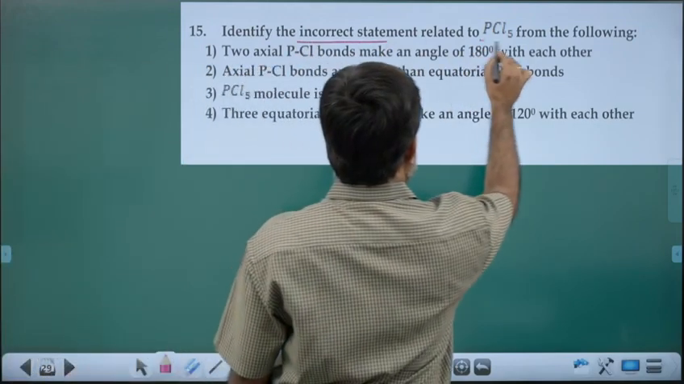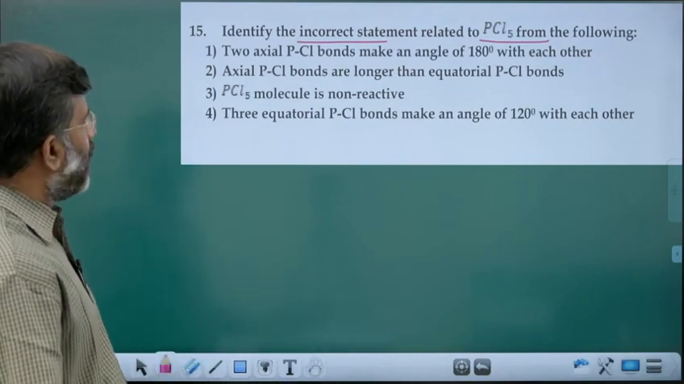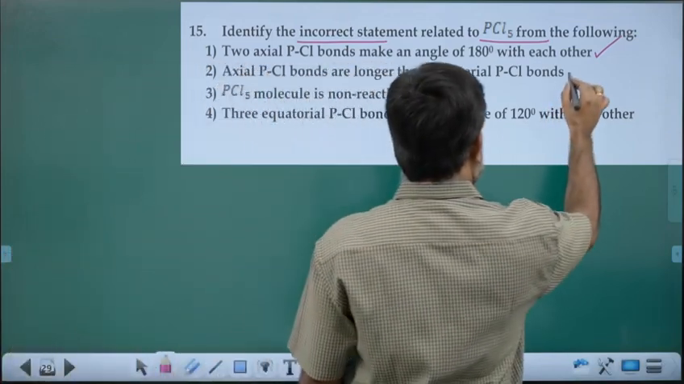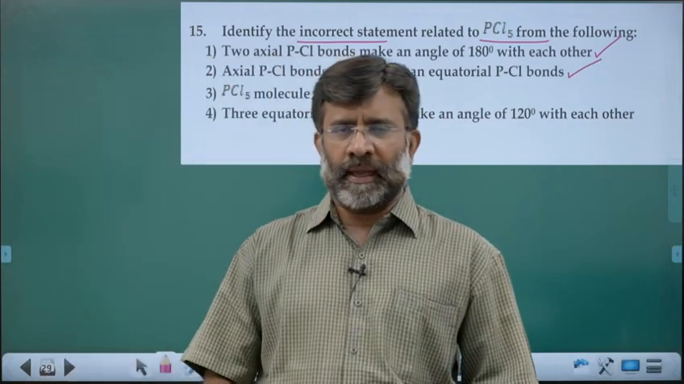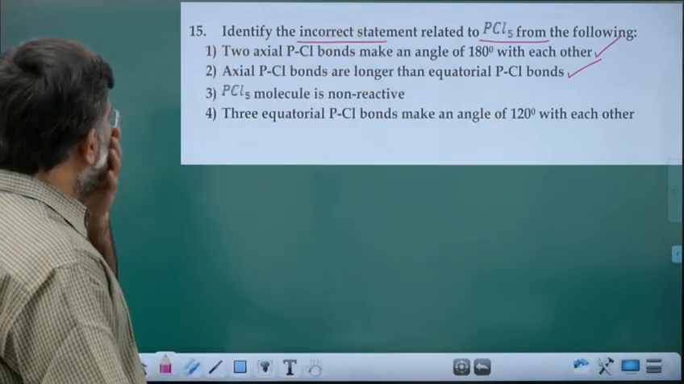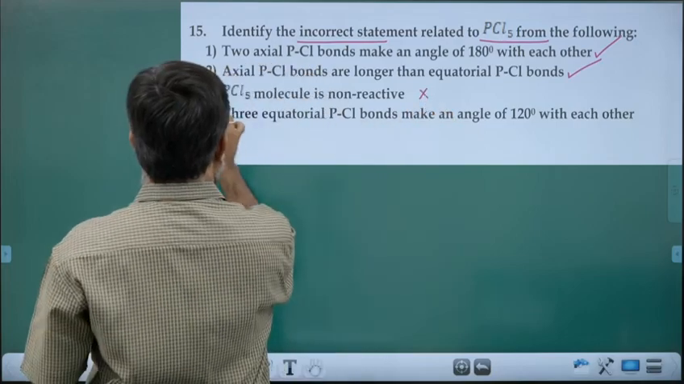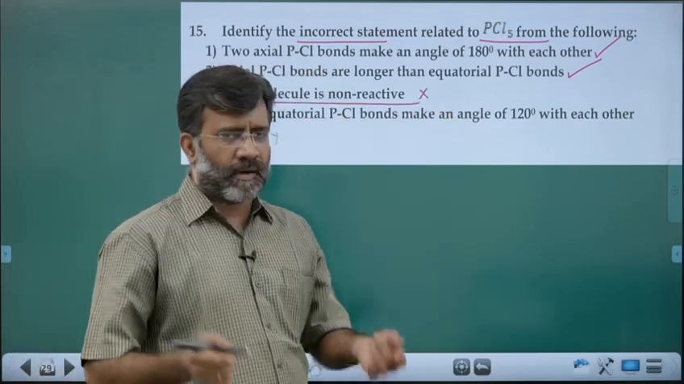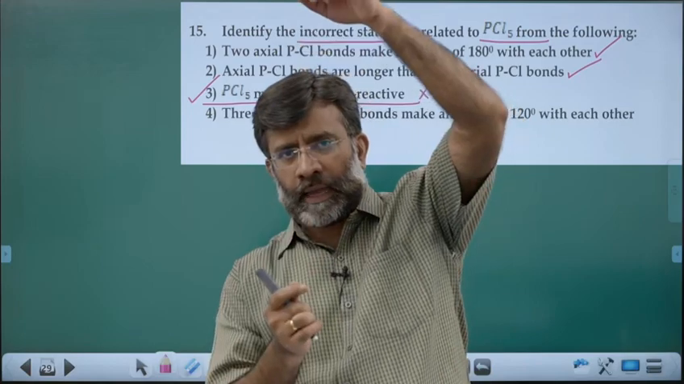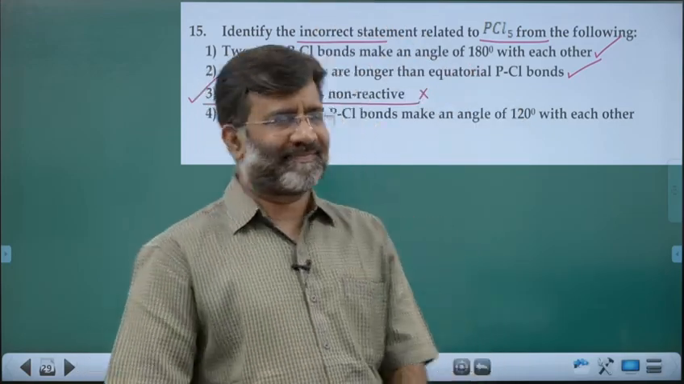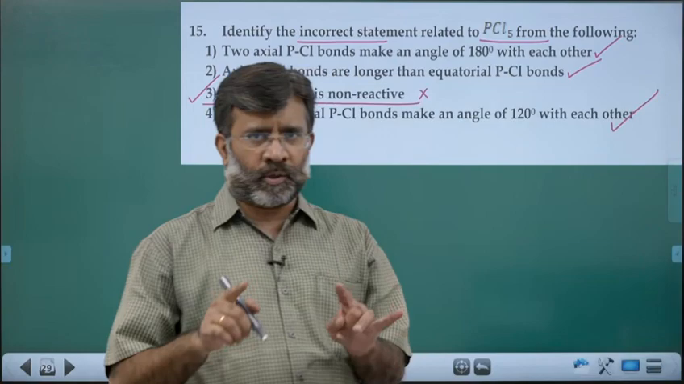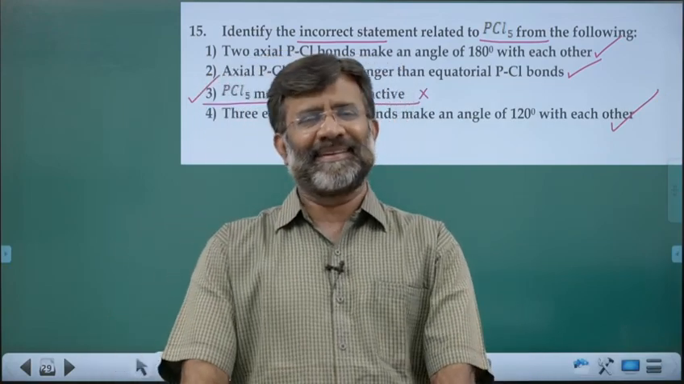Incorrect statement about PCl5. Two axial bonds make 180 degrees. Yes, that is a correct statement. Axial bonds are longer than equatorial. Yes, equatorial bond angle is 120, axial making 90 with equatorial, so bond length increases. It is non-reactive, that is a wrong statement and that is the answer. Third one is the answer. It is not non-reactive, it is active, particularly due to that long axial bond. 3 equatorial, that too is a true statement. So all the statements are true except option 3. Okay, next.